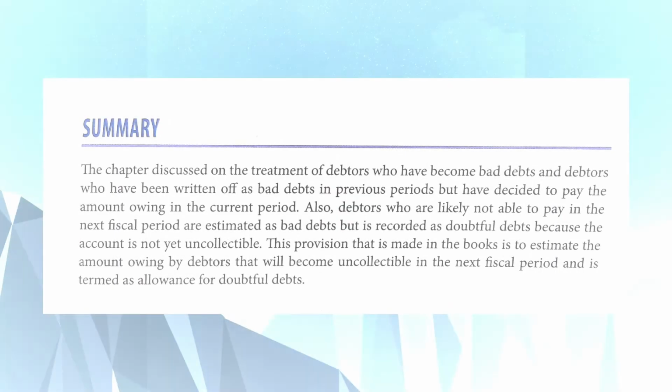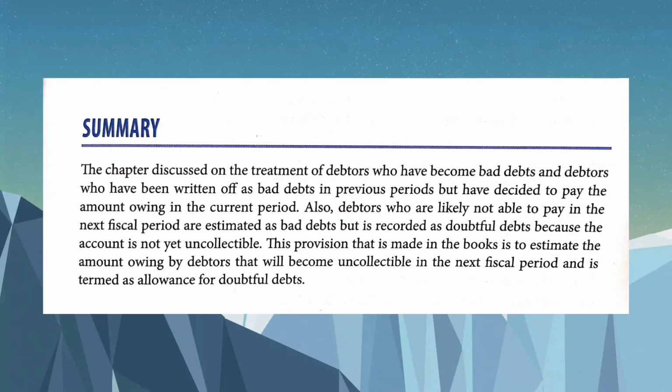The chapter discusses the treatment of debtors who have become bad debt and debtors who have been written off as bad debt in the previous period but have decided to pay the amount owing in the current period. Also, debtors who are likely not able to pay in the next fiscal period are estimated as bad debt but recorded as doubtful debt because the account is not yet uncollectible. This provision that is made in the books is to estimate the amount owing by the debtors that will become uncollectible in the next fiscal period and is termed allowance for doubtful debt.